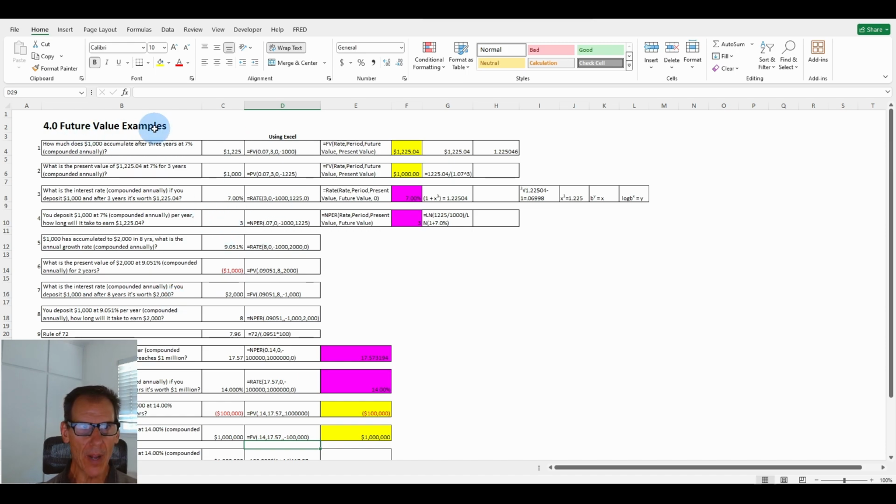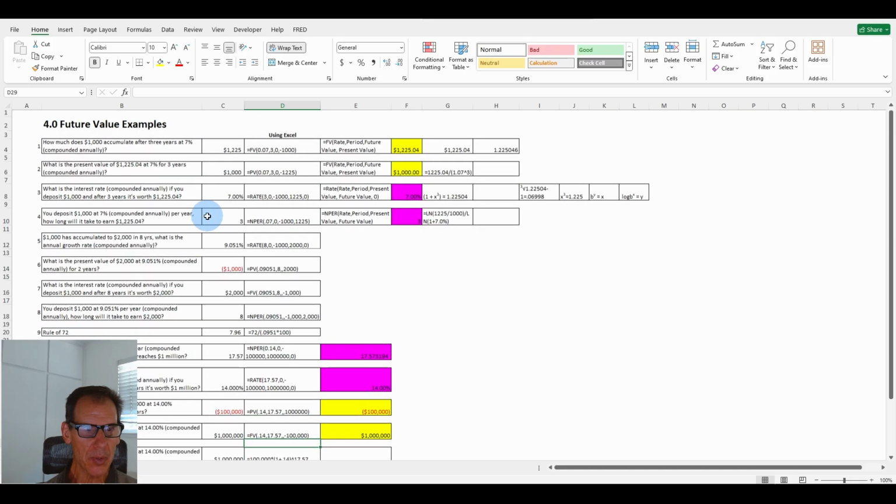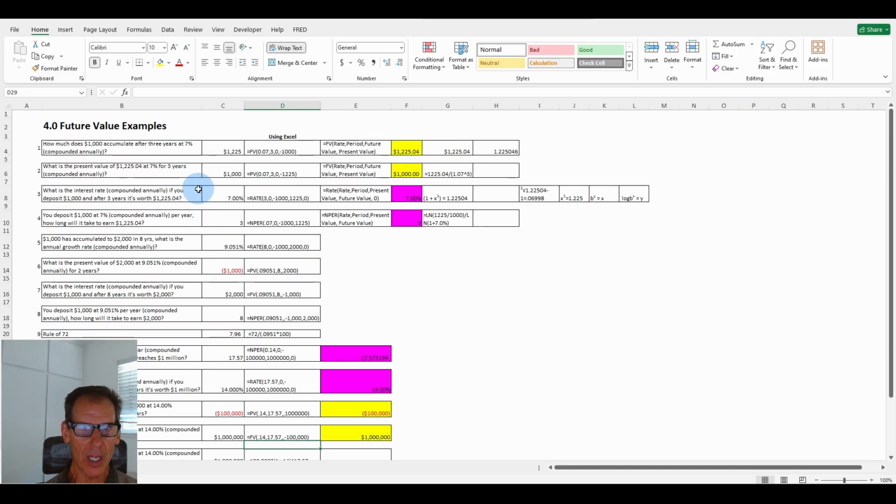Practice, practice, practice. We're going to go through some future value examples. I'm going to go quickly. I'm going to leave this up to you to work through, but basically I'm going to show you 14 different examples using future value, maybe some present value stuff.